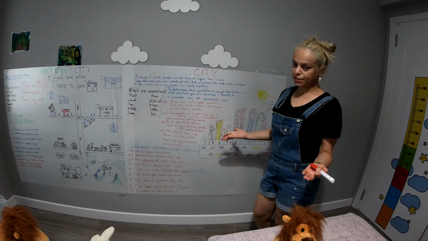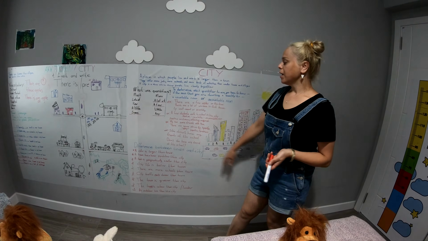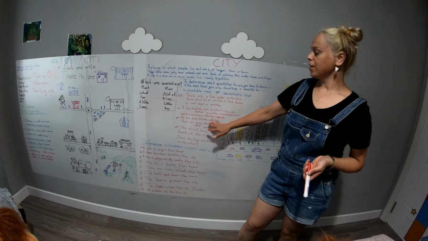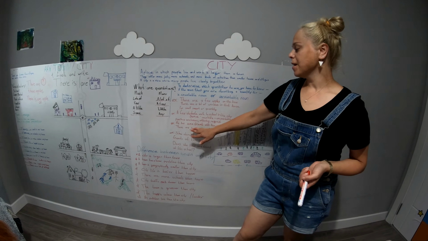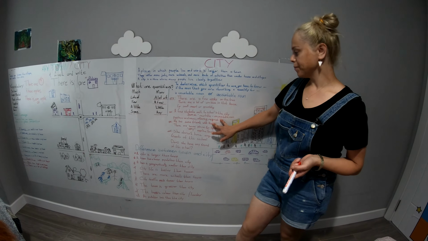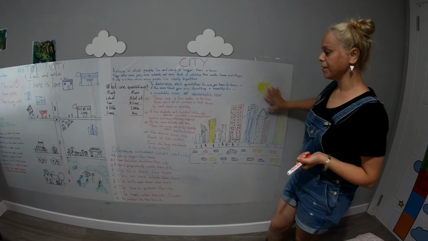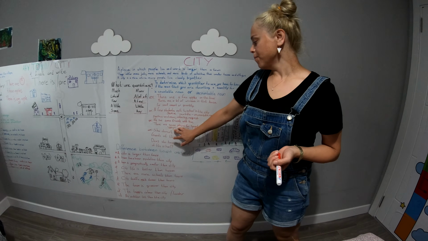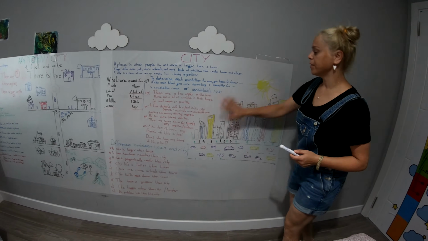And in positive sentences, how can we use some? He has some friends with him. Right? There is some air pollution in this city. For example, there are some places for sports in the city.